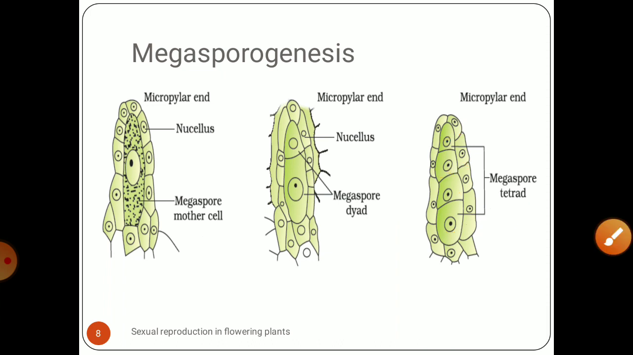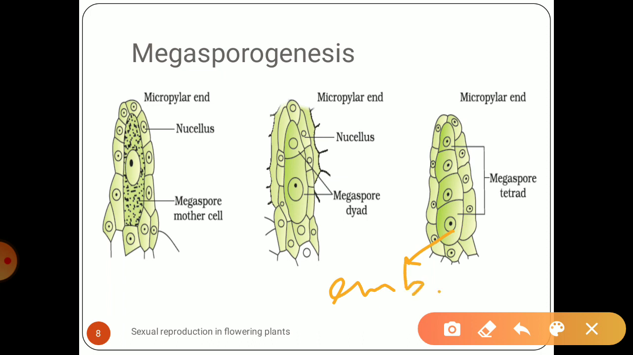Therefore, this one left, the single megaspore, will give rise to the embryo sac and female gametophyte. The one megaspore that remains out of these 4, okay, that one will give rise to the embryo sac now.